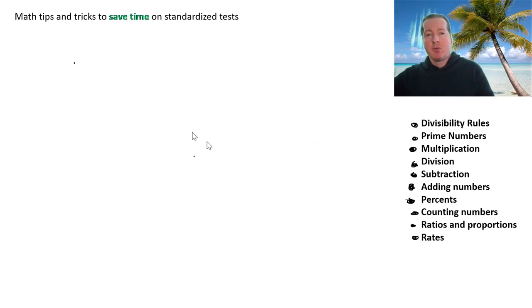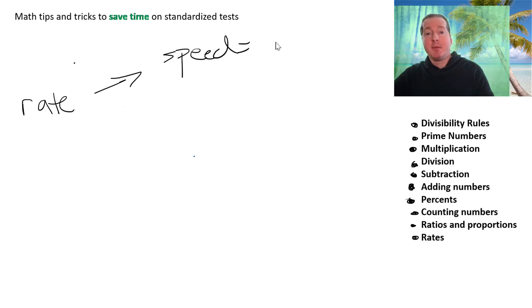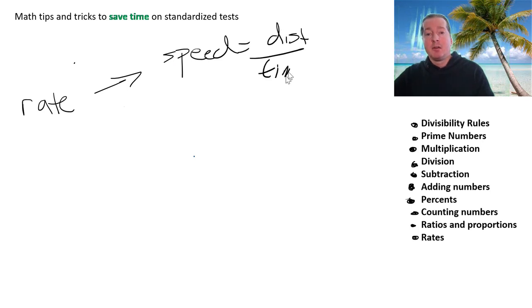Last but not least, let's talk about rates. And what's a rate? A rate is a type of ratio. It's a comparison of one unit to another unit. Now, there are some we're really familiar with, like speed. Speed is a rate we see all the time. That's a measurement of distance to time. So one measurement, distance, over another measurement, time.